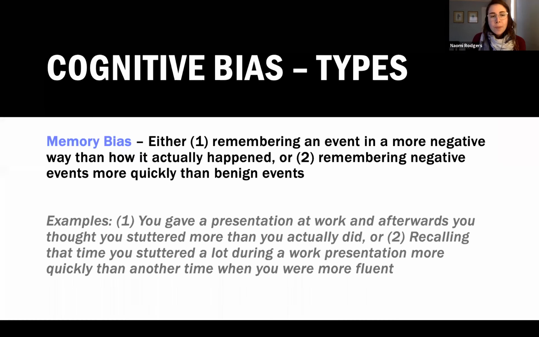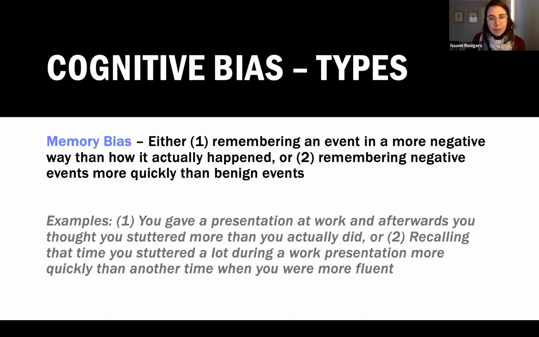So for the first one, perhaps you gave a presentation at work and afterwards you thought that you stuttered a lot more in the presentation than you actually did. That's one form of memory bias. Another example might be that you recall that time that you stuttered a lot in a work presentation more quickly than remembering another time when you gave a presentation and you are more fluent. Okay, and so those are two examples of how memory bias can play out for folks who stutter.